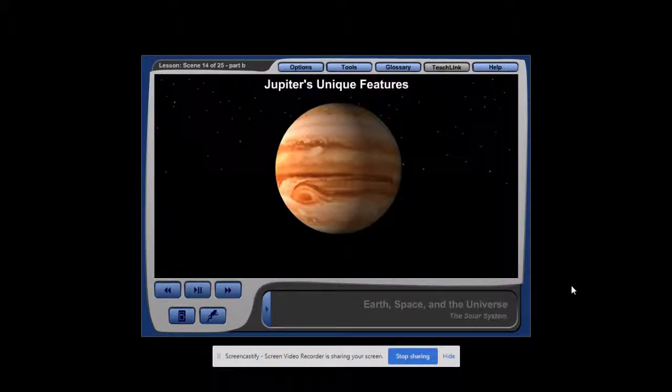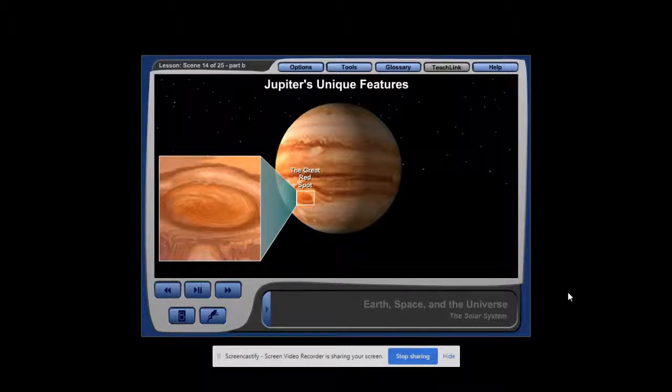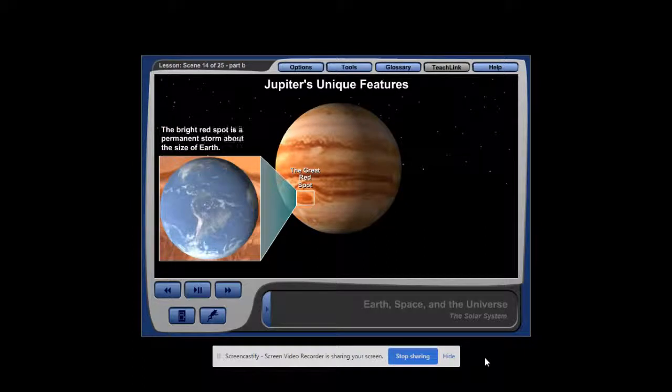The most unique feature of Jupiter is probably the huge permanent red spot in the planet's atmosphere known as the Great Red Spot. The Great Red Spot is a huge spinning storm or hurricane that is 12,000 kilometers across, which is about the diameter of Earth. Scientists believe that heat coming from inside Jupiter causes the strong winds that form the Great Red Spot.